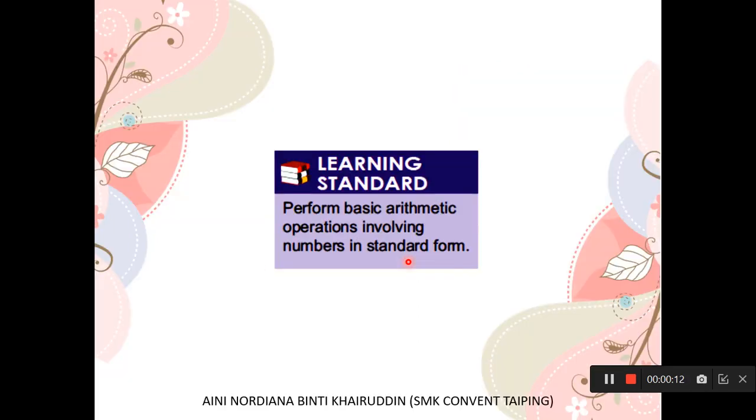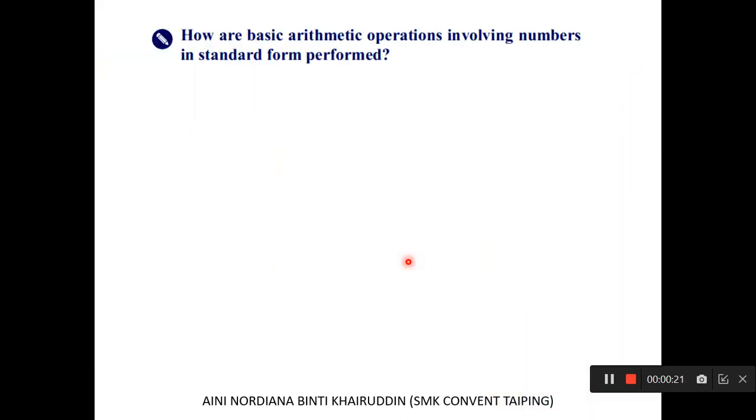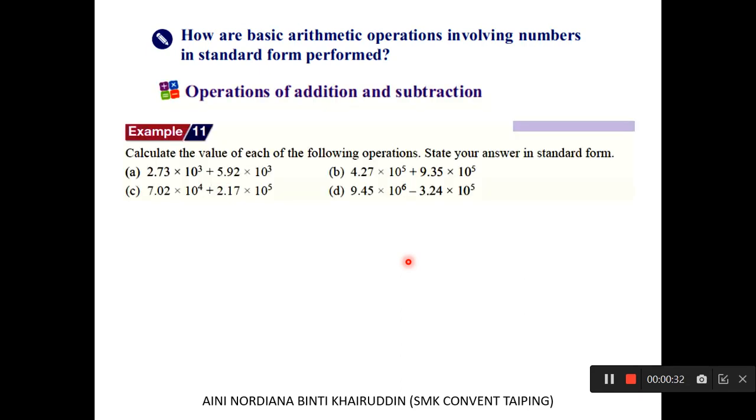This is part 3. So our learning standard for this video: perform basic arithmetic operation involving numbers in standard form. So how are basic arithmetic operations involving numbers in standard form performed? The operations of addition and subtraction. Have a look at this example. Calculate the value of each of the following operations. State your answer in standard form.